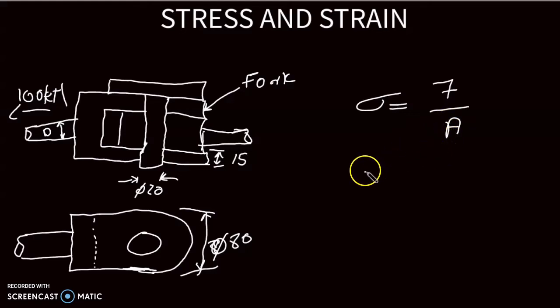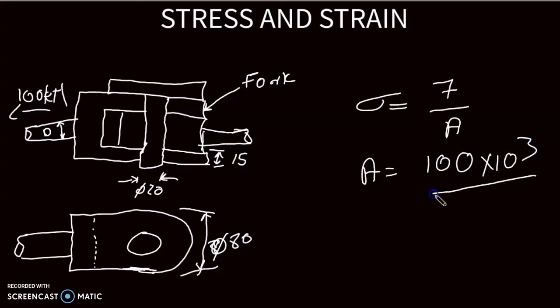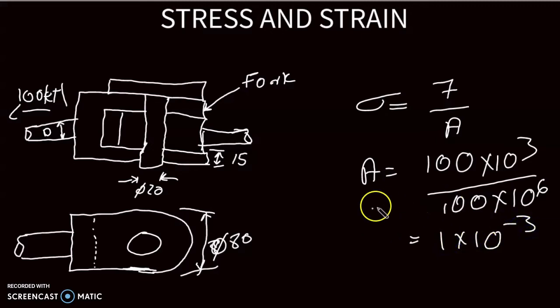So what we are going to do is make the area the subject of the formula and say 100 times 10 to the power 3, which is our force, divided by our stress, which is also 100 times 10 to the power 6 for the stress. And doing this, I got our area as 1 times 10 to the power negative 3. So now we have our area. From the area, we are going to get the diameter.